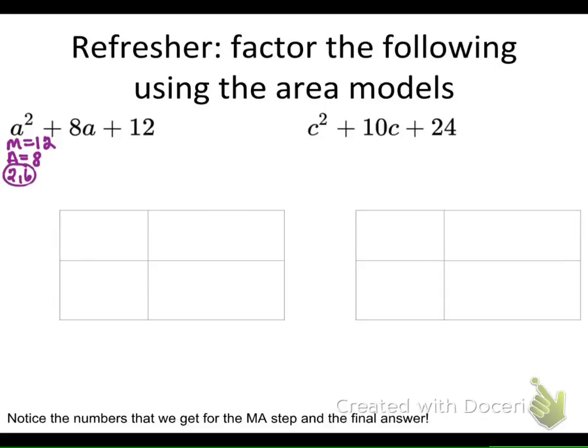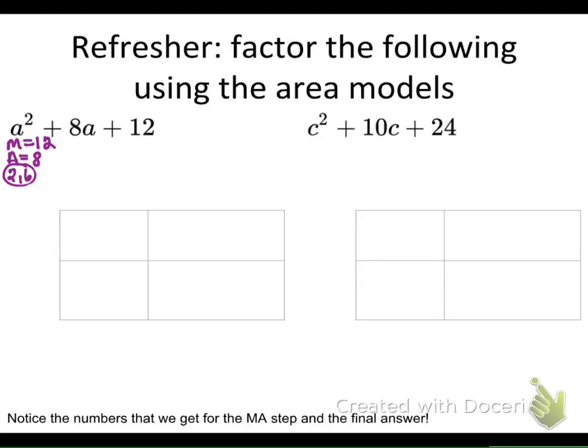So that's my MA. You will use this step in the fast factor, so you have to be confident with finding your MA. Now, all this other stuff we're getting ready to do is going to be the long way. I'm going to show you a shortcut after we do it the long way, okay?